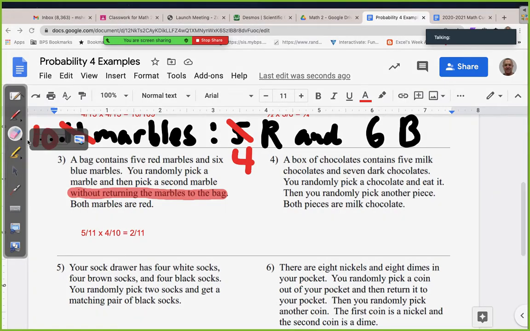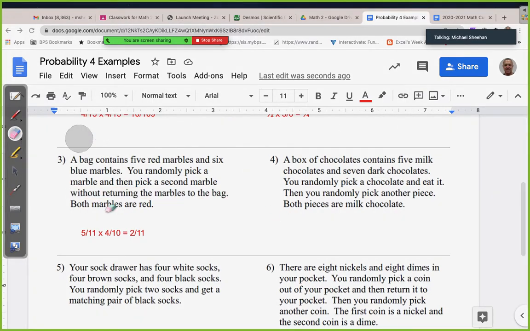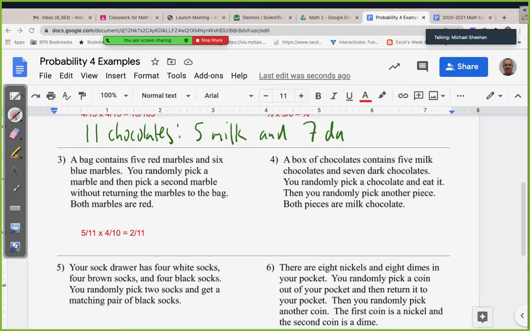All right, let's do another one where we have what is called dependent events. I've got a box of chocolates. We've got 5 milk chocolates and 7 dark chocolates. So overall, I've got 11 chocolates.